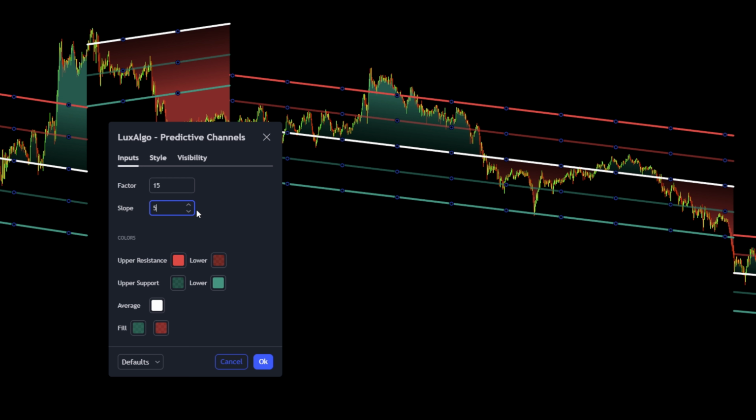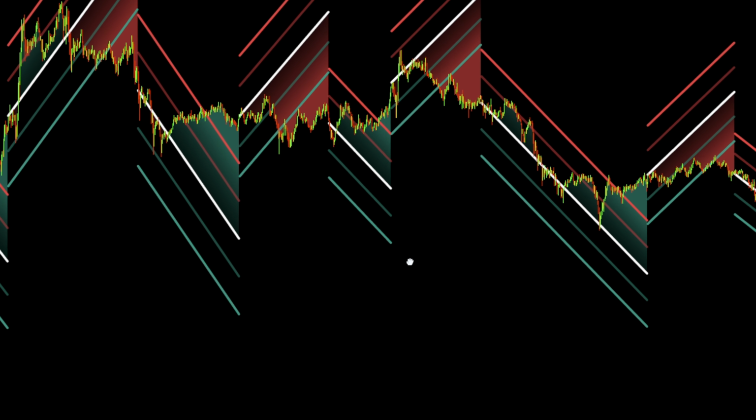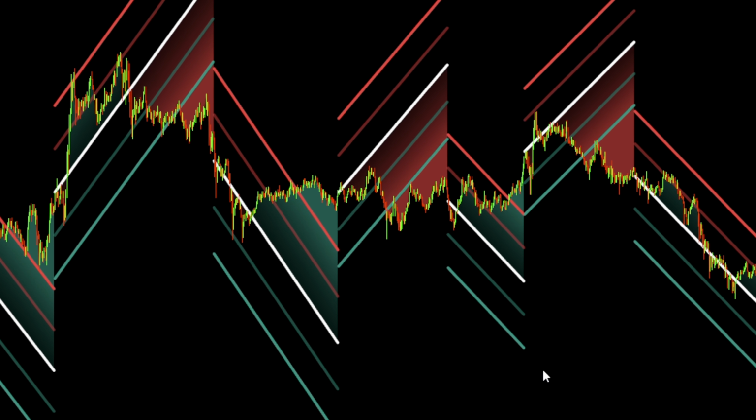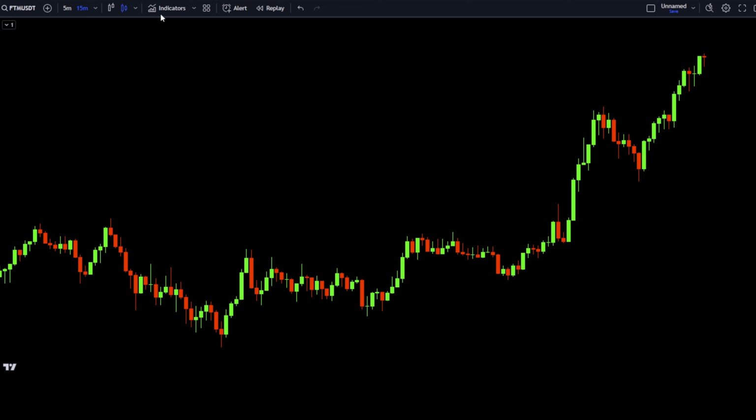If we set this number lower, the channels tilt more, making it easier for the price to look like it's moving away from the expected trend. This means we might see new channels popping up more frequently. Now that we understand how this indicator works, let's add our second indicator to our chart.